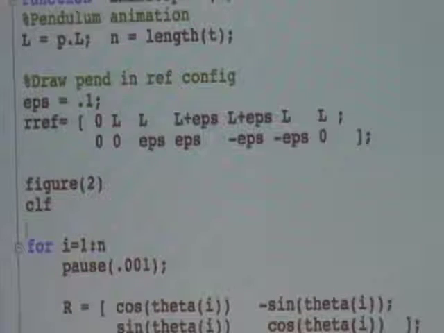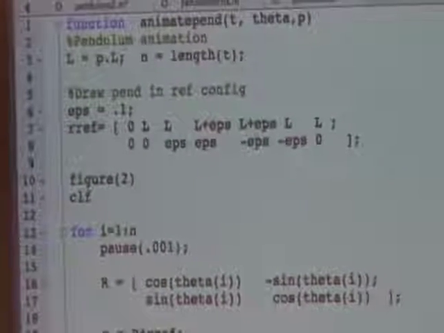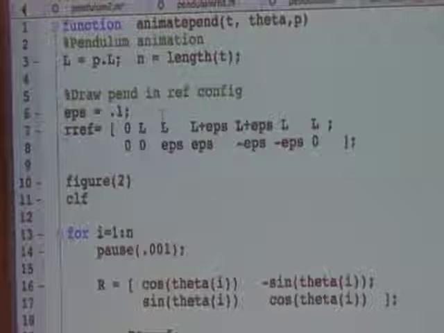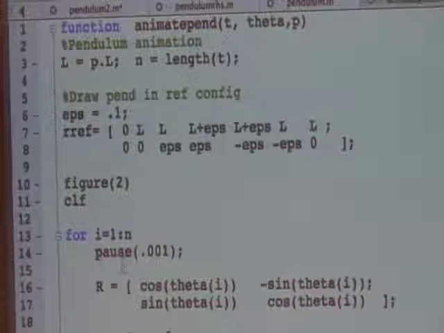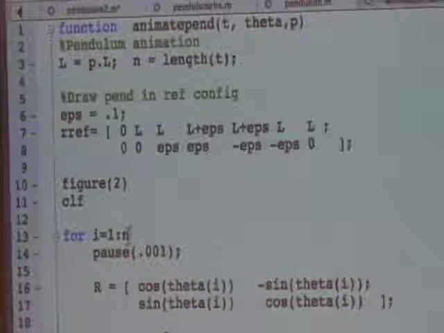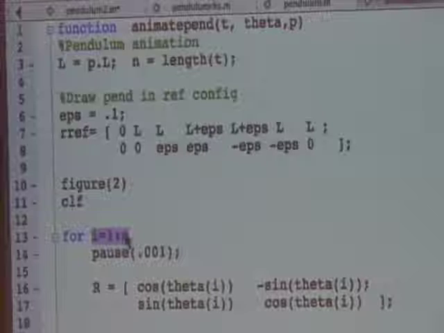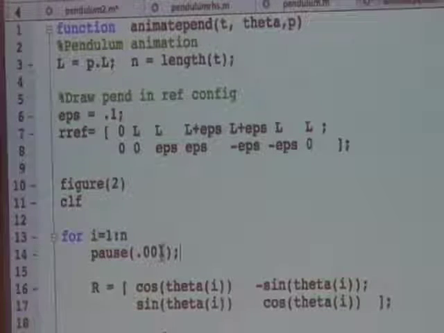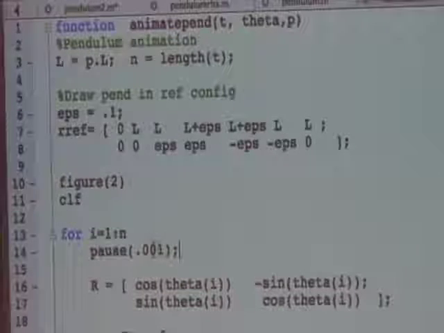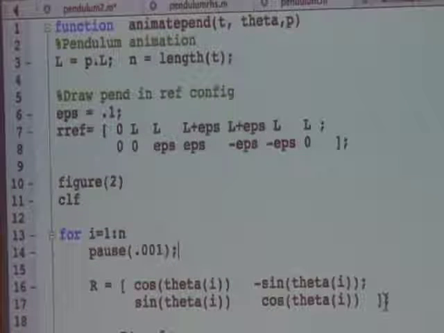Okay, now I've put in figure two, because even though I'm animating it, I still might want to see how things look as a function of time. How am I going to animate it? For every time, I'm going to make a plot. So how many times do I have? I have n of them. I have a pause in here in case I want to control the speed. Oftentimes, it just doesn't run fast enough, so you just put a very tiny pause here.